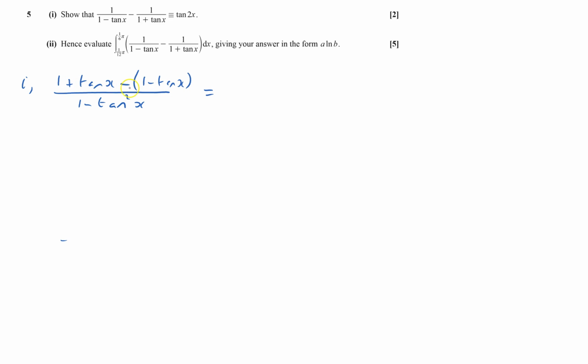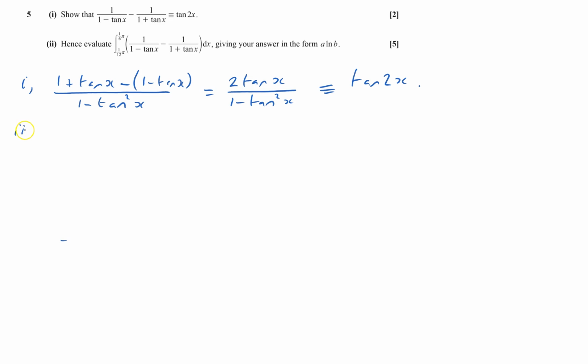And that equals 1 minus 1 is nothing, tan x minus minus tan x is 2 tan x over 1 minus tan squared x. That is equivalent to tan 2x. That's the first bit done.